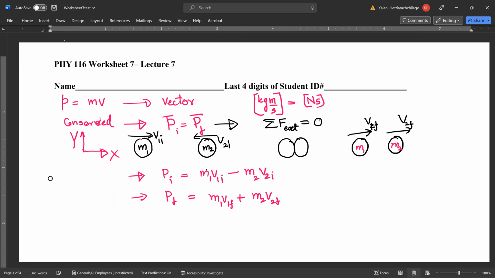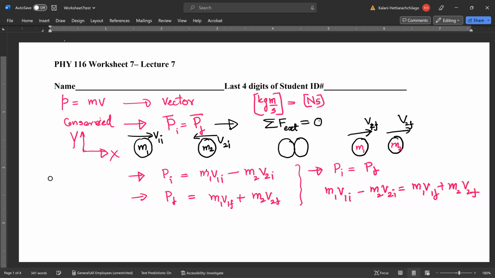So now momentum conservation is saying that p initial of the system equals p final of the system in the same direction. Because of that, m1 v1 initial minus m2 v2 initial is equal to m1 v1 final plus m2 v2 final.